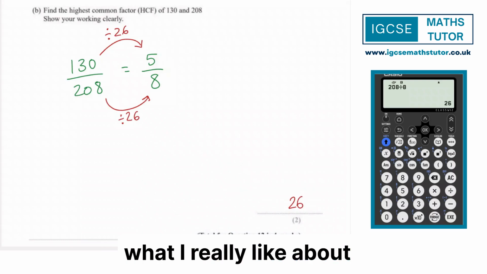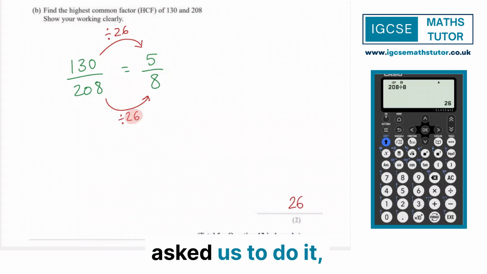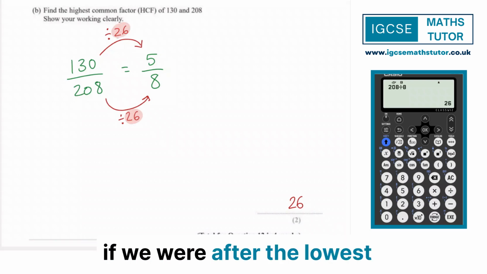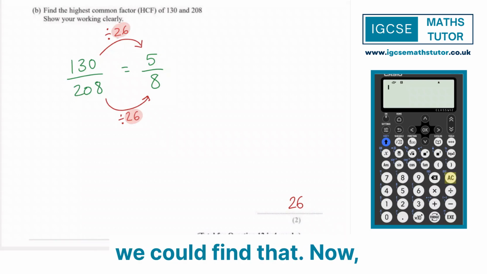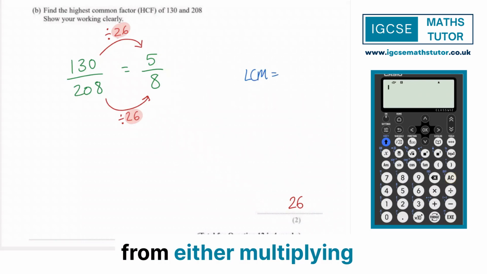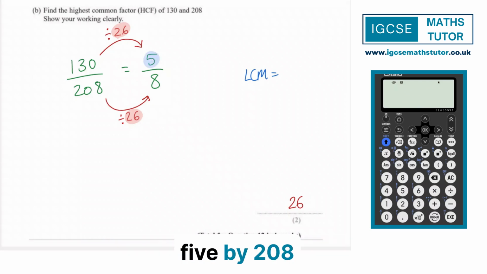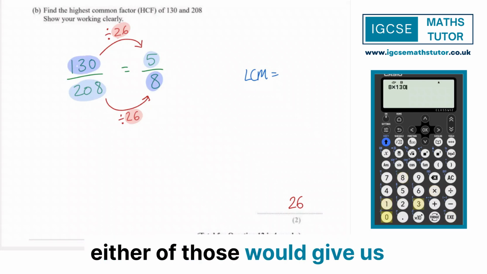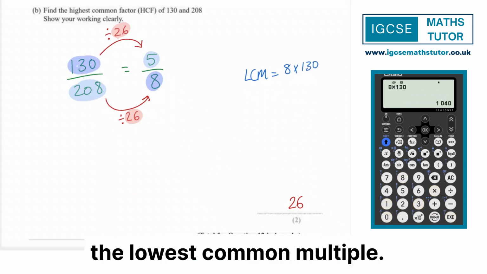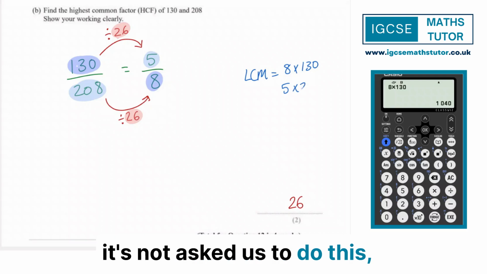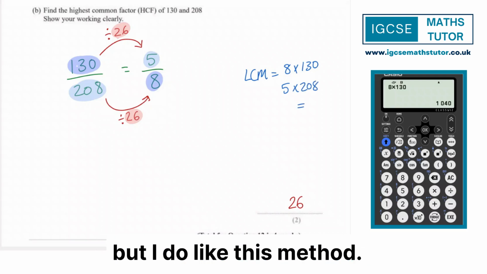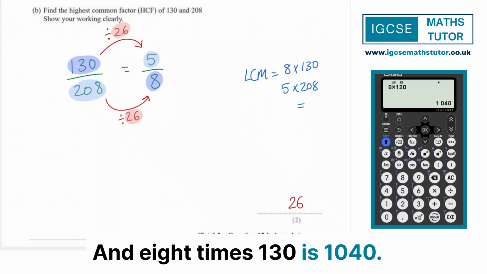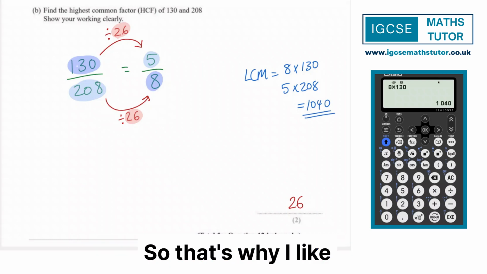Now, what I really like about this method, even though it's not asked us to do it, if we were after the lowest common multiple, we could find that now from either multiplying 5 by 208 or 8 by 130. Either of those would give us the lowest common multiple. Again, it's not asked us to do this, but I do like this method. And 8 times 130 is 1040. So that's why I like using that method.